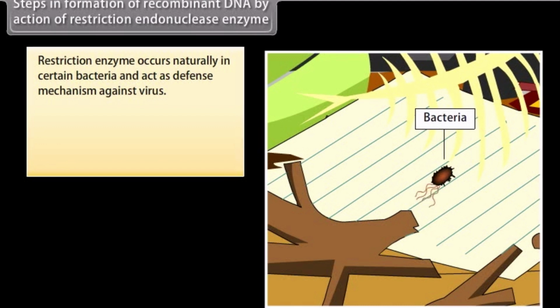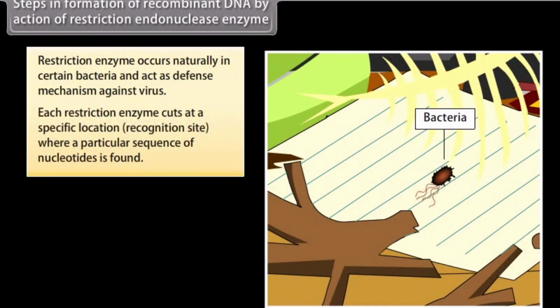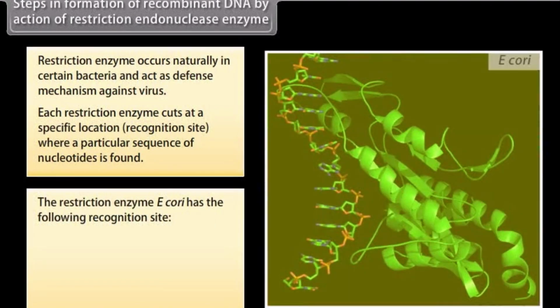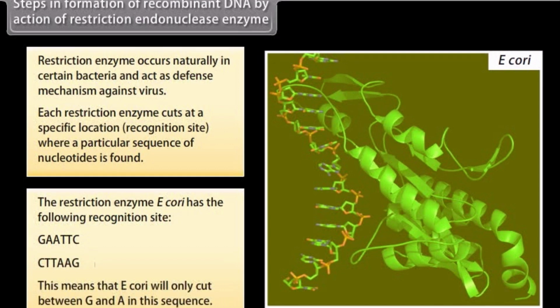Steps in formation of recombinant DNA by action of restriction endonuclease enzyme. Restriction enzyme occurs naturally in certain bacteria and act as defense mechanism against virus. Each restriction enzyme cuts at a specific location, recognition site, where a particular sequence of nucleotides is found. The restriction enzyme EcoRI has the following recognition site: GAATTC, CTTAAG. This means that EcoRI will only cut between G and A in this sequence.